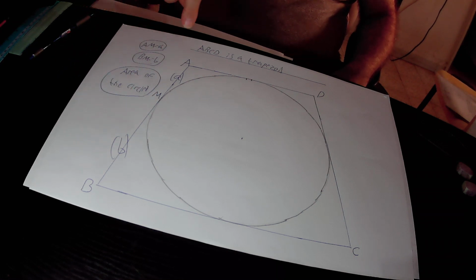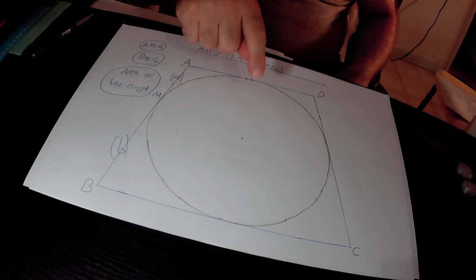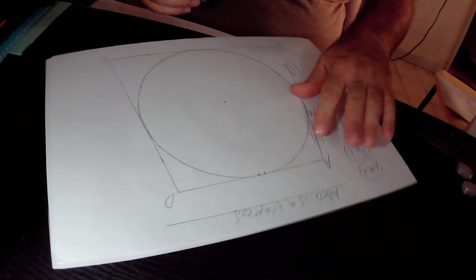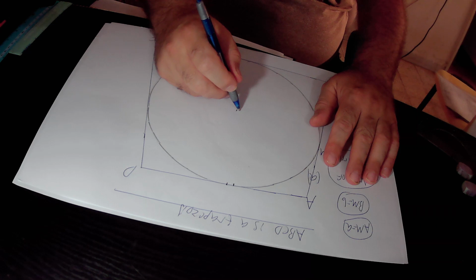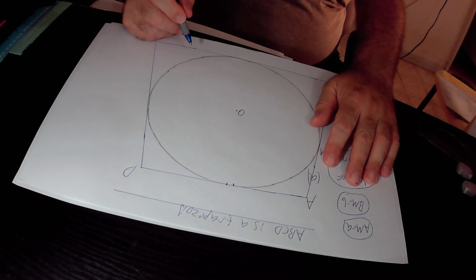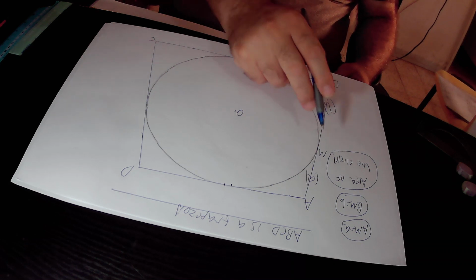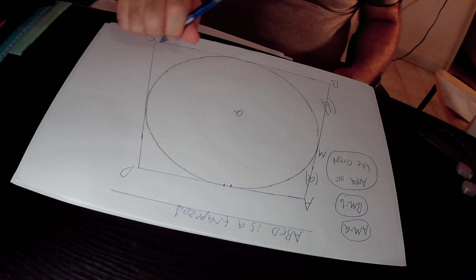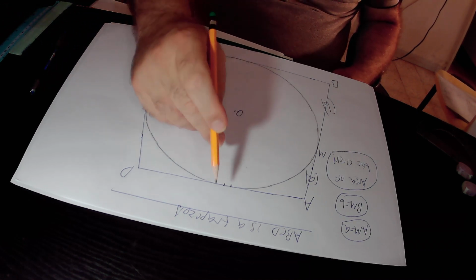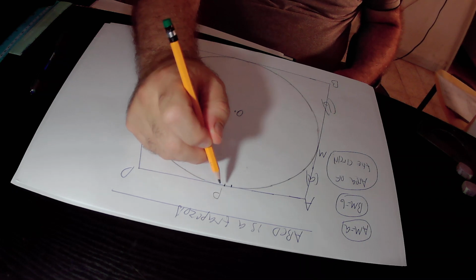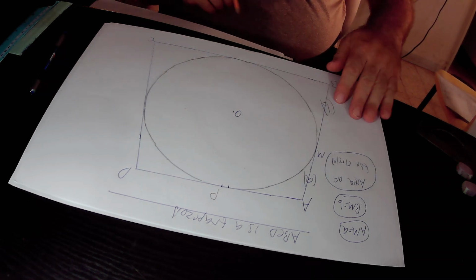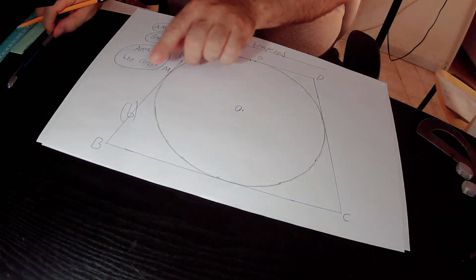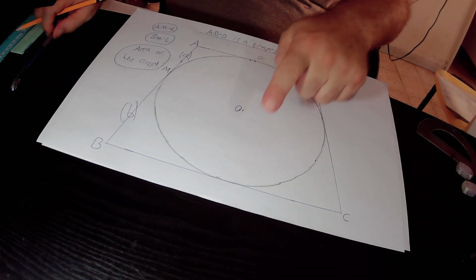Again, our mission is to find out the area of this circle. So, the first step, we will define the center of this circle. This point is point O. We will define the point of tangency of tangent AD with this circle. This point is point P. And we will define the point of tangency of tangent BC with this circle. This point is point Q.